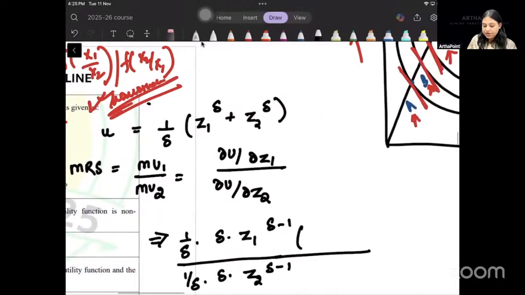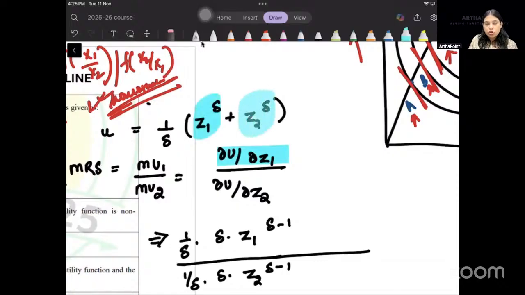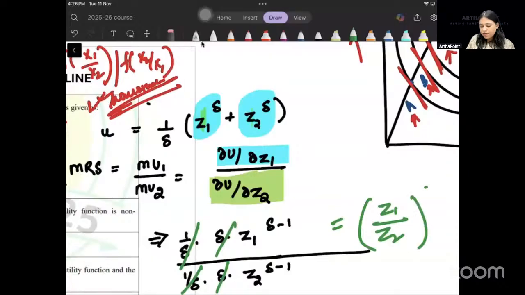Of course, just think about it: when I am differentiating with respect to z1, then this z2 is a constant. That is why it is plus 0 here. I mean, there is no reason to write it, there is no need to write 0, but I'm just telling you. And when I'm differentiating with respect to z2, z1 is a constant. So this cancels out. So this will be z1 by z2 to the power delta minus 1.